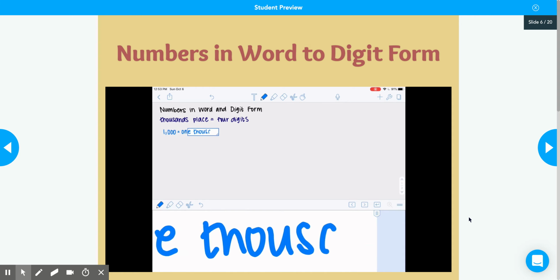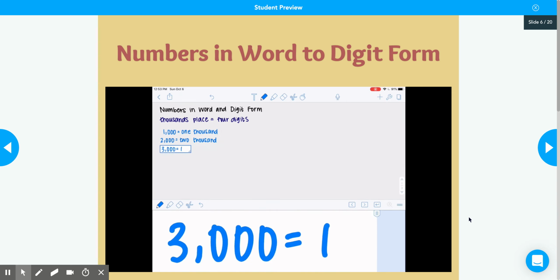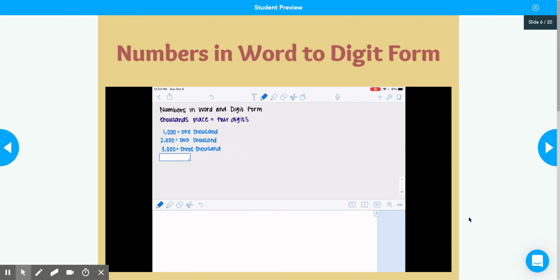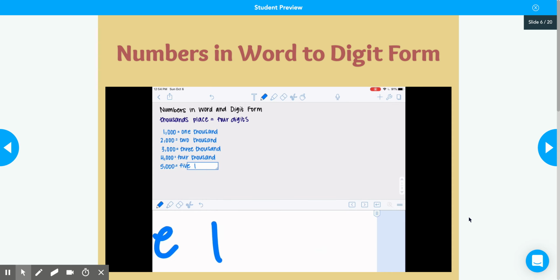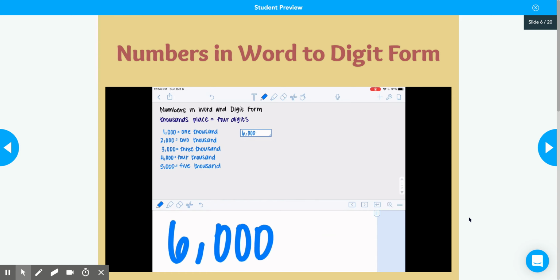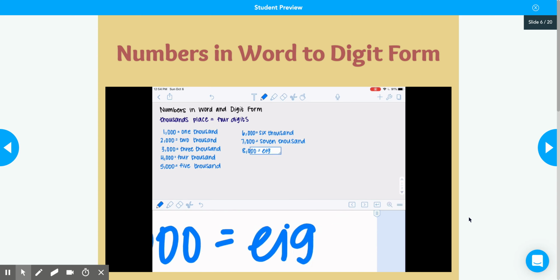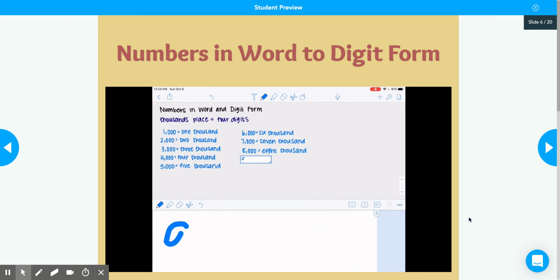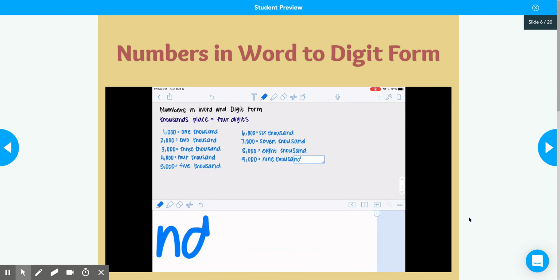So we have 1,000, 2,000, 3,000, 4,000, 5,000, 6,000, 7,000, 8,000, and 9,000. Once you have all the bases for the thousands place, you can easily make each 4-digit number by simply adding one of the triple-digit numbers in the hundreds place, one of the double-digit numbers in the tens place, and one of the single-digit numbers in the ones place.